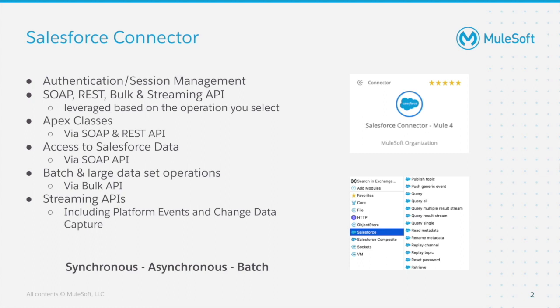Now, as I mentioned, the Salesforce Connector supports SOAP, REST, bulk, and streaming APIs. Though one of the great features of the connector is that the actual API used is automatically selected based on the operation you want to call. That is, you don't have to specify you want to utilize SOAP, REST, or bulk API. You would just select the operation you are interested in, such as a query or an upsert bulk operation, and the connector will leverage the appropriate API for you.